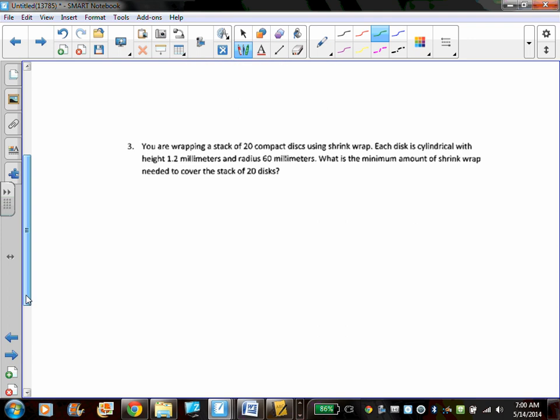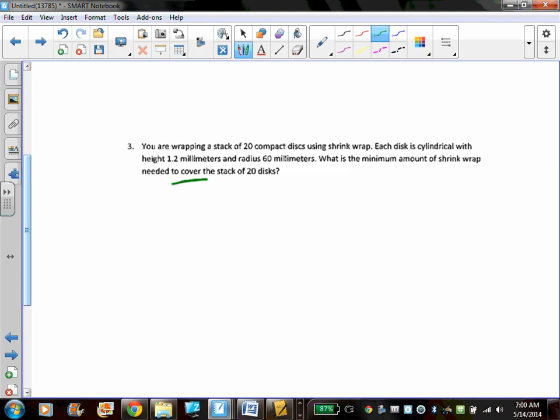All right. You are wrapping a stack of 20 compact discs using shrink wrap. Each disc is cylindrical with a height of 1.2 millimeters and a radius of 60 millimeters. What is the minimum amount of shrink wrap needed to cover the stack of 20 discs? Well, when we're talking about covering something, cover is more a measure of surface area than it is of volume, because we're talking about how much we need to cover the surface of the disk.